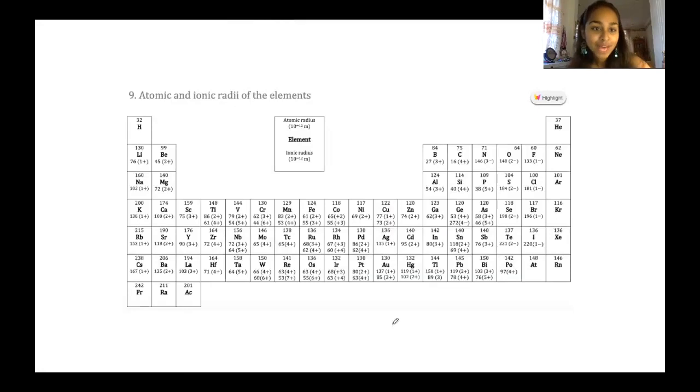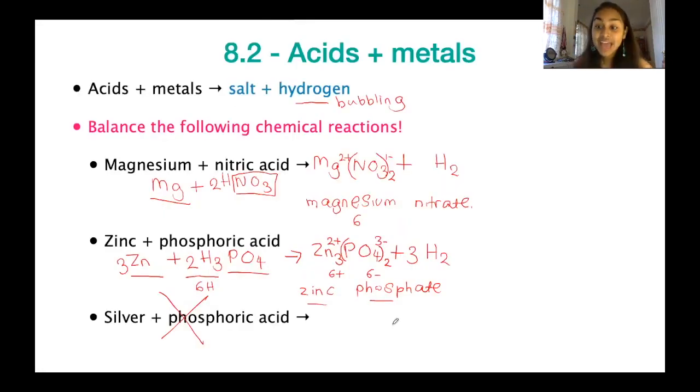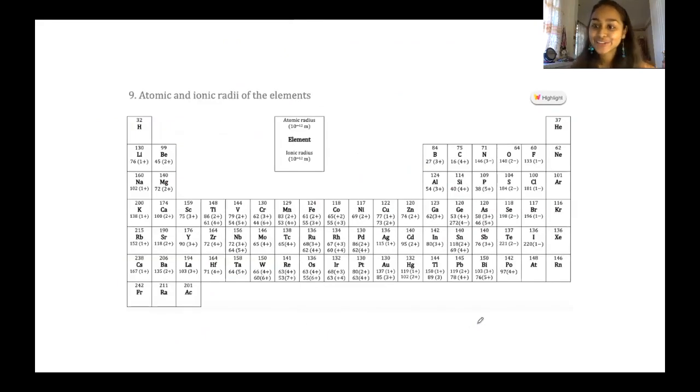So if we go back to the slide earlier, any metal that is less reactive than hydrogen on the activity series will not react. So essentially here, you would notice no bubbling, no effervescence, because it would not release any hydrogen. Good. All right, let's look at this slide for a second.